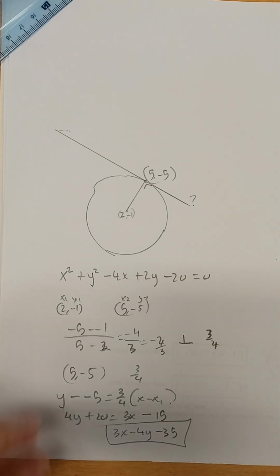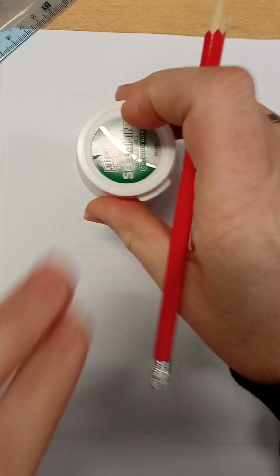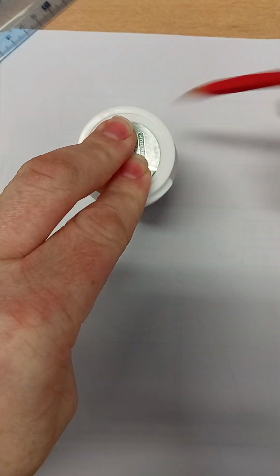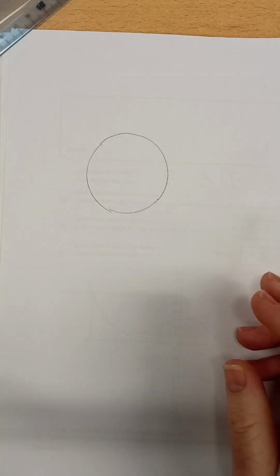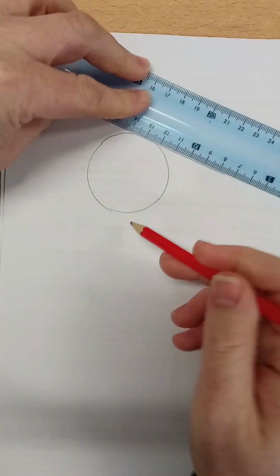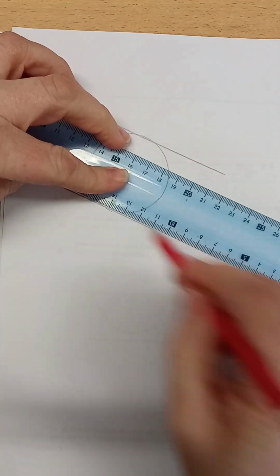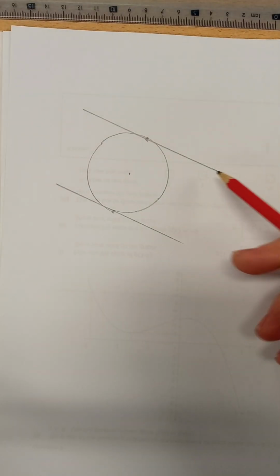Okay, so now let's move this on to a harder version. Okay, what happens if you have two tangents parallel to each other? Okay, how do I find the two possible tangents?